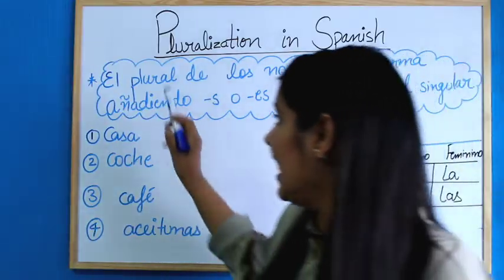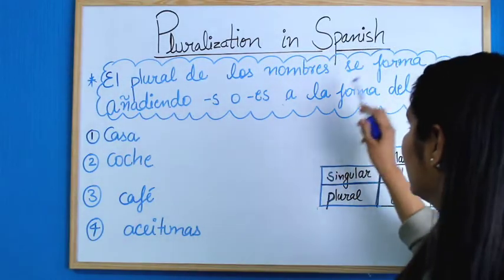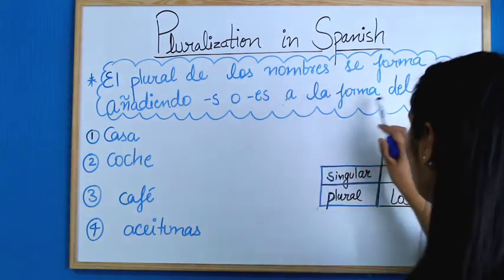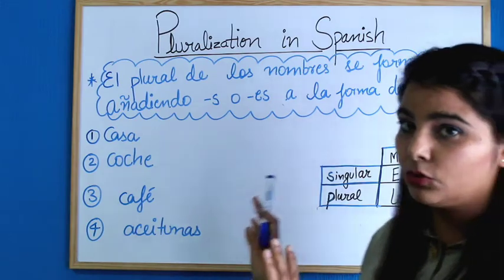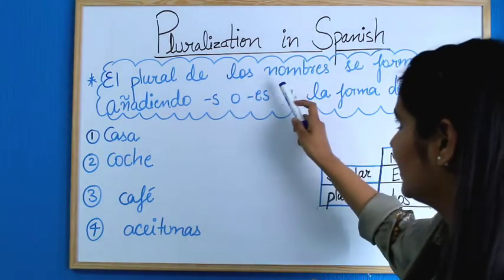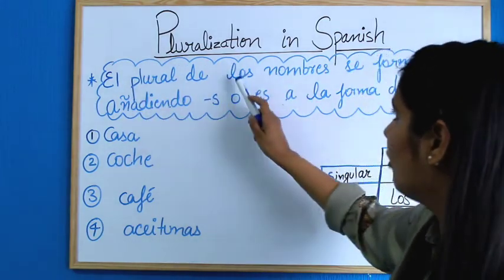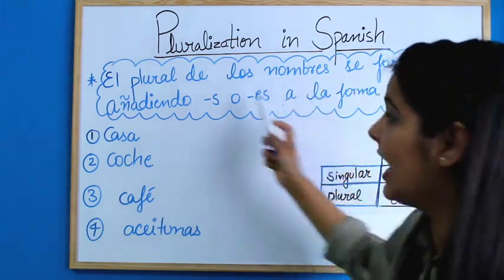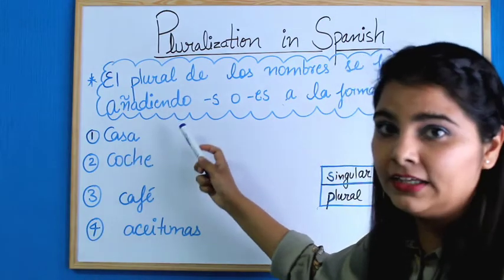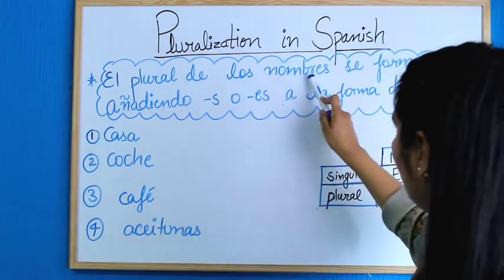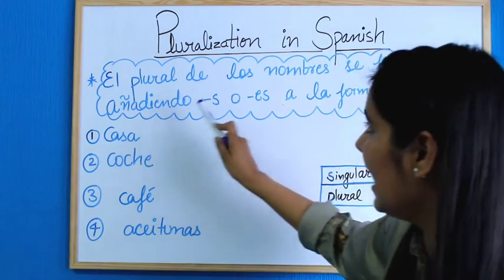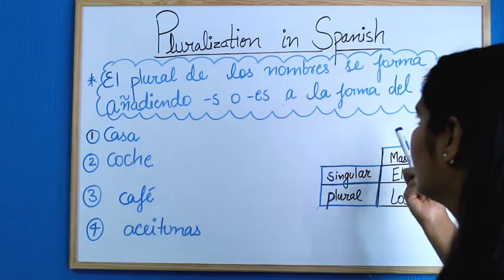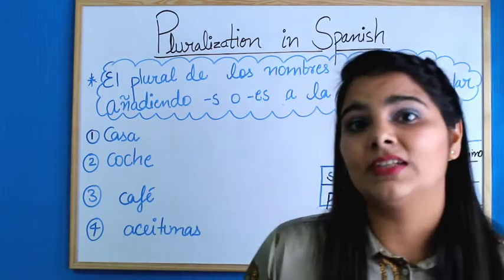So the first thing is: el plural de los nombres se forma añadiendo s o es a la forma del singular. Let me decode it. El plural de los nombres, that means the plural of nouns, se forma, is formed, añadiendo, adding. So the plural of a noun is formed by adding s or es to the singular form. I mean, in the English language it happens like that.